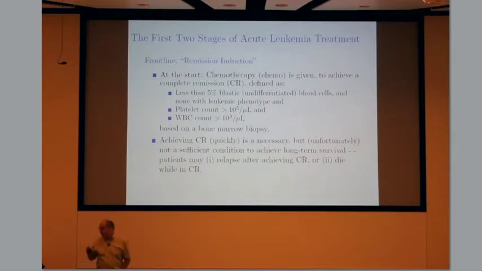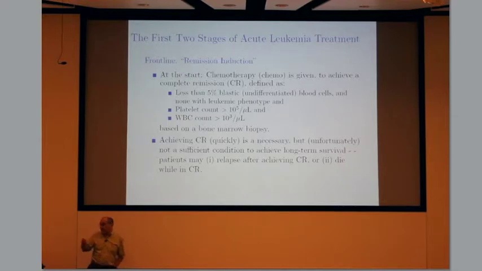So, the first therapy is remission induction. And the idea is you give them the chemo in order to achieve a CR, complete remission. And it's really a misnomer, but it's defined in terms of three quantitative variables. You want to get their blast or stem cell count down below 5%. You want to get their platelet count back to a functional level and their white blood count back to a functional level. So these three quantitative variables have to meet these three cutoffs in order for you to declare victory and say we have a CR.